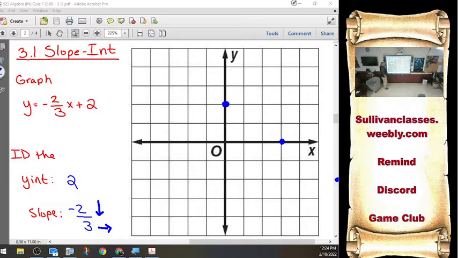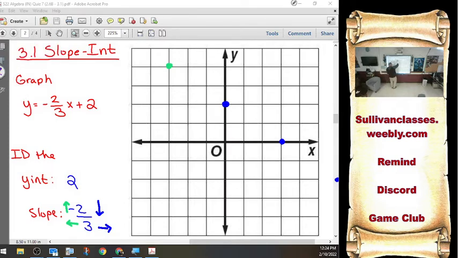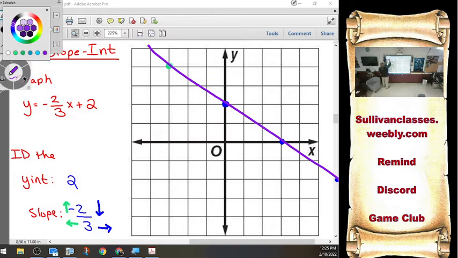Now let's say I didn't want to go off-road there, but I still wanted one more point. What can I also do? Okay, if this is down 2, right 3, I could also go up 2, left 3. Up 2, left 3. And it's going to give me another point on the line. Get yourself a straight edge, connect the dots. So, that's it. Pretty straightforward.